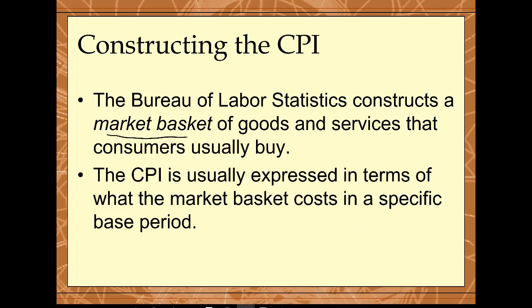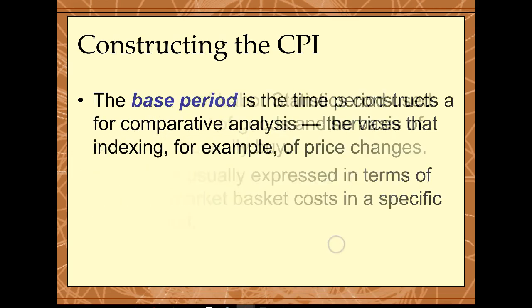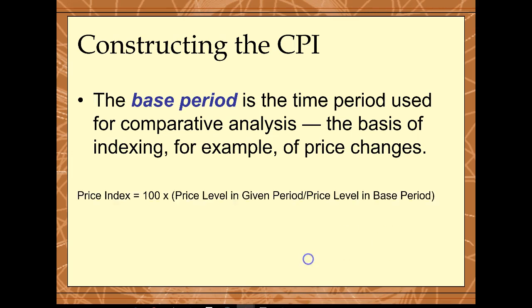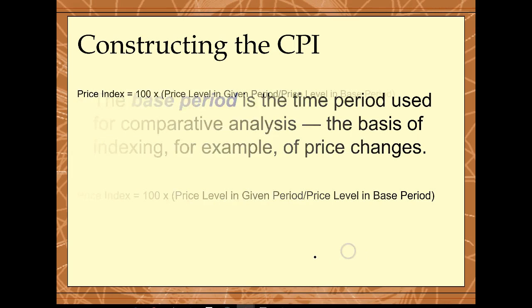And the CPI is usually expressed in terms of what the market basket costs in a specific base period. Now, the base period is kind of like a period of reference. It's the time period used for comparative analysis, and it's the basis for indexing price changes. Let me give you an example. I'm going to show you how to create a price index. You simply take the price level in a given period, divide it by the base period, and multiply it by 100. Let me show you.